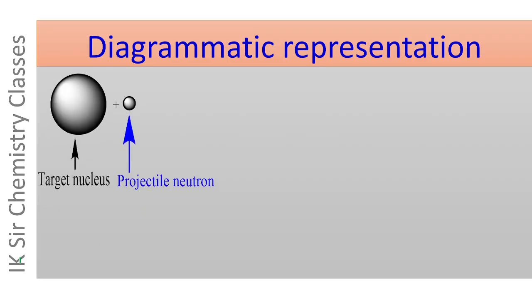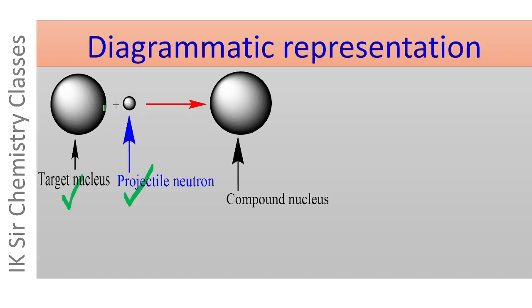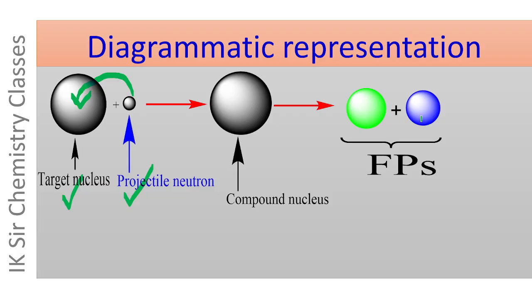And it can be represented diagrammatically as follows. It is target nucleus which has been bombarded by neutron. As a result, this neutron is captured by the target nucleus, forming the compound nucleus, and then the compound nucleus splits up into two smaller nuclei with comparable masses, and here 3 neutrons are also ejected during this nuclear fission.